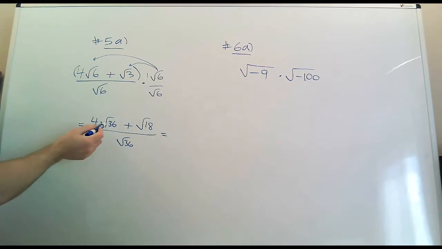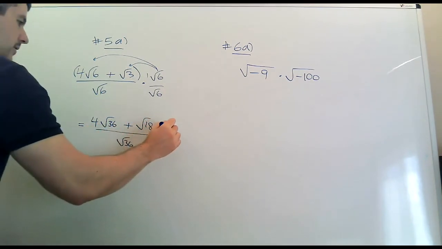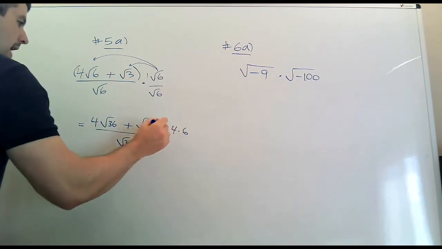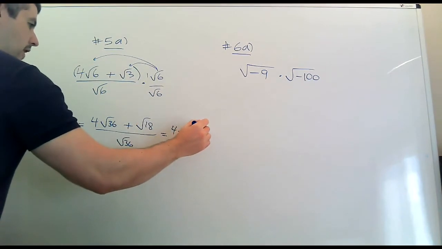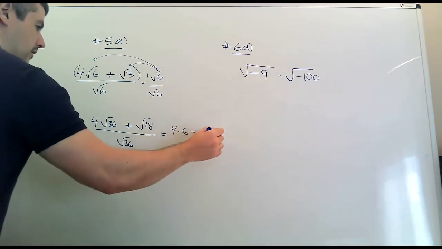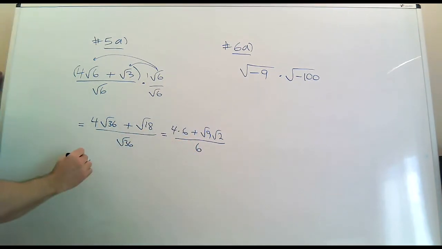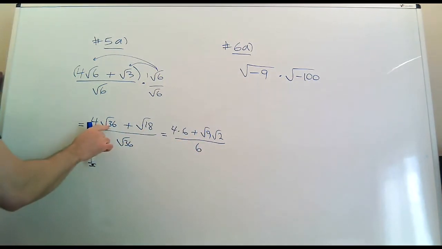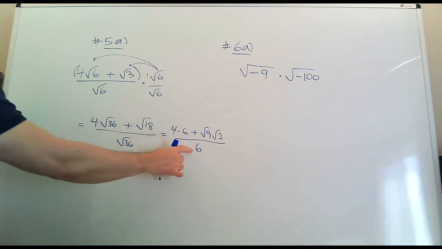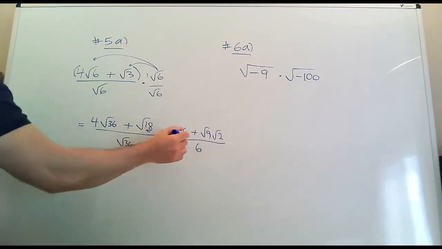Now, start taking everybody out of jail. This is 4 times 6. 18 can break down with 9 and 2. I mean, this is a good question. There's a lot to this problem. Radical 36 is 6. Radical 36 comes out of jail on the top and the bottom. 18, you're going to break down with 9 and 2.